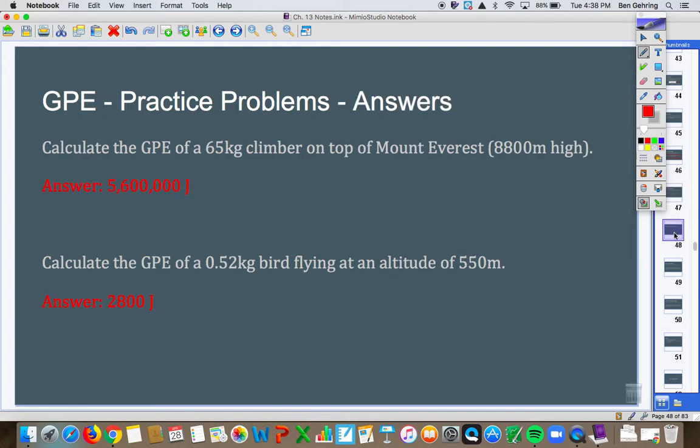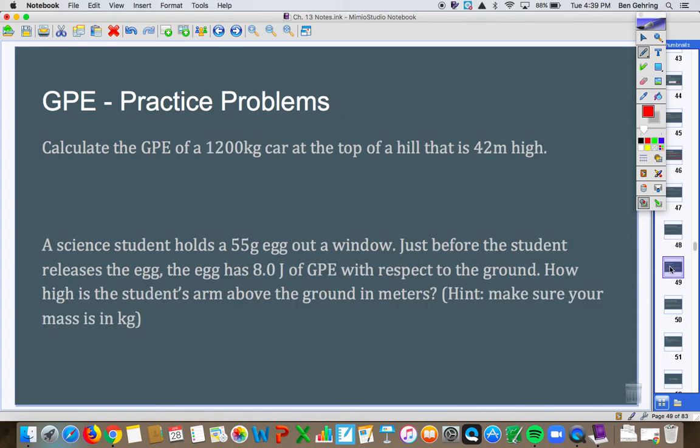Okay, so for the first one, we should have had 5,600,000 joules, or 5.6 times 10 to the 6th joules for the gravitational potential energy of the climber. And the bird had a potential energy of 2,800 joules, or 2.8 times 10 to the 3rd joules, or 2.8 kilojoules. All right, let's do 2 more. So here's another set of practice questions. Again, I'll read through these, pause the video, and then you can try them on your own.